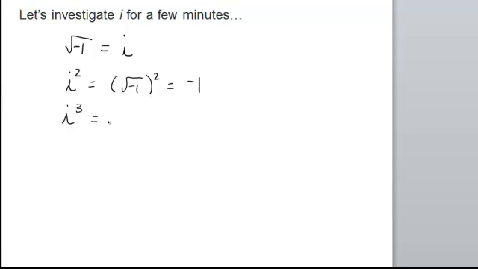Isn't i cubed the same thing as i times i squared? It is, right? So now we have i, which is just i, and i squared, which is negative 1. i times negative 1 will give us a negative i. So what we have is i cubed is the same thing as a negative i. Whew, okay, stay with me.